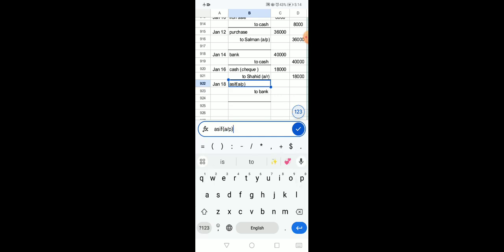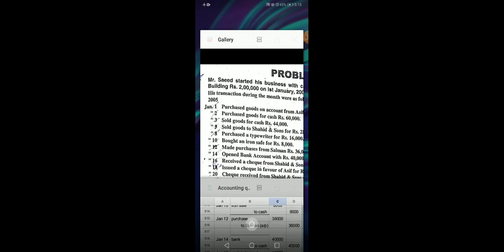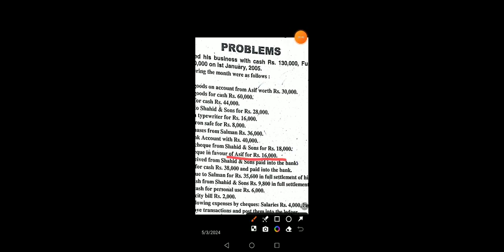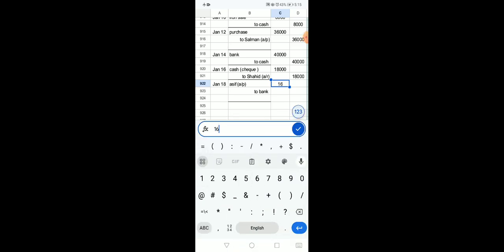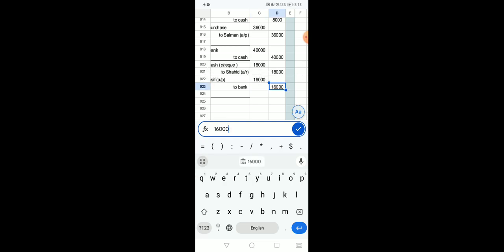Though he was your account payable, and account payables are liabilities, liabilities are meant to be written on credit side, but we have paid. After payment, he is no more our account payable, no more liability. Decrease in liability should be mentioned on debit side. So we have mentioned the name of Asif on debit side. How much worth of check are we issuing in favor of Asif? Here you can see Asif 16,000. So you will put 16,000 on debit side, and the same amount you are supposed to write on credit side as well. This way your entry January 18 is completed.